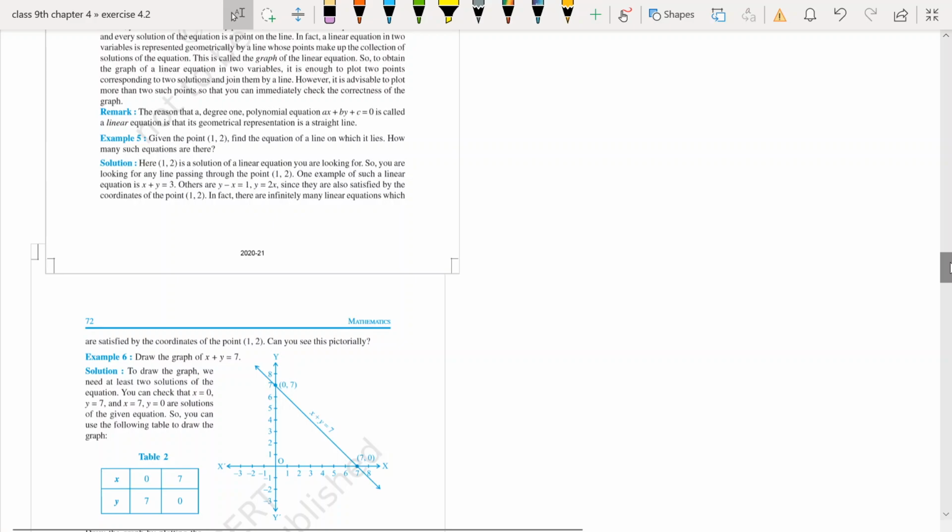Example number 5. Given the point (1, 2), find the equation of a line on which it lies. How many such equations are there? Here it is given that (1, 2) lies on the line, and we have to find an equation on which the point (1, 2) lies. So if we try x plus y equal to 3, and put x equal to 1 and y equal to 2, we get 1 plus 2 equal to 3. It means the point (1, 2) lies on this equation. So we have found an equation.